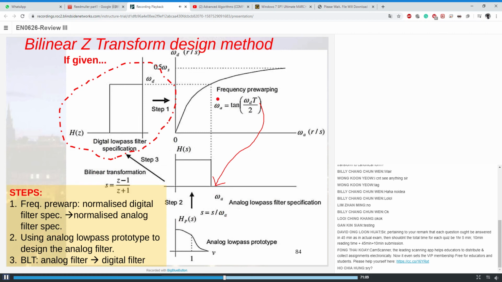So in general, you have an analog filter. You try to use this formula, since you have the digital filter spec, to form your analog filter spec. After that, you try to do some processing, whether to obtain the filter order or whatever. Then you make use of the low pass prototype method here in order to design the analog filter. Once you obtain the analog transfer function, you use this formula to get your digital transfer function. So these are the 3 steps involved.